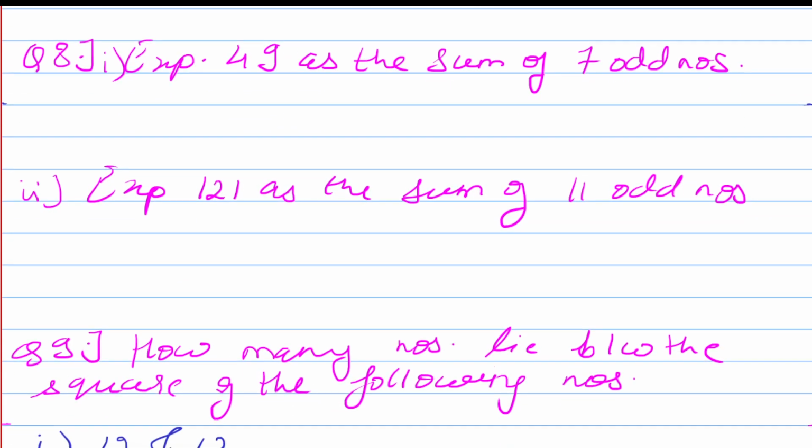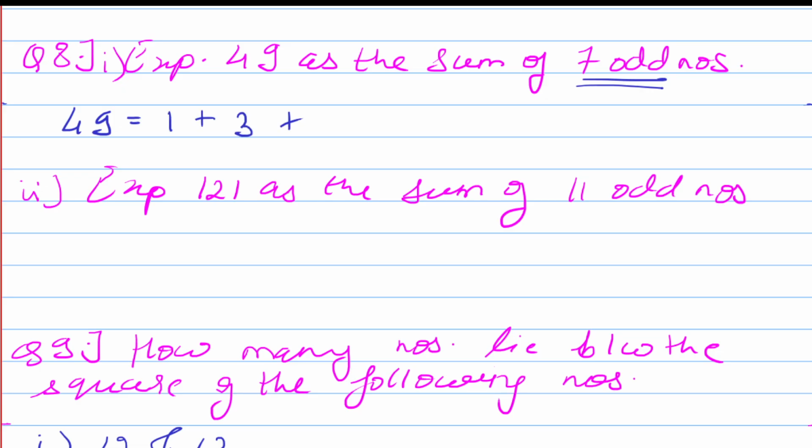Let's go to question number 8. Question number 8 asks us to express 49 as the sum of 7 odd numbers. Okay, here he's already given us that there are going to be 7 odd numbers. What do we know? We know the rule that the odd numbers have to start from 1 and they have to be consecutive. So simply start adding from 1 until you add 7 odd numbers.